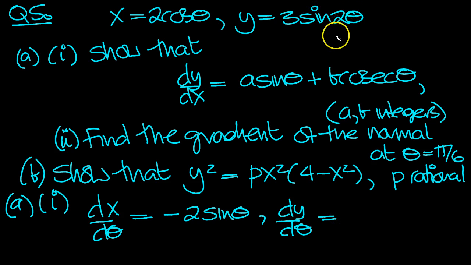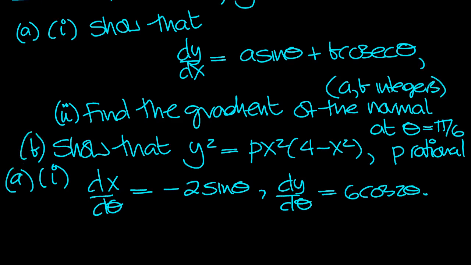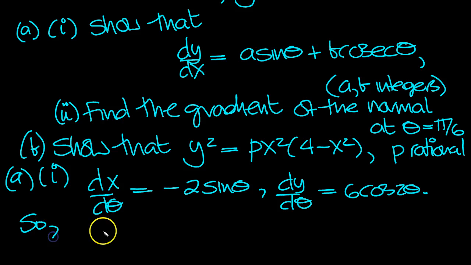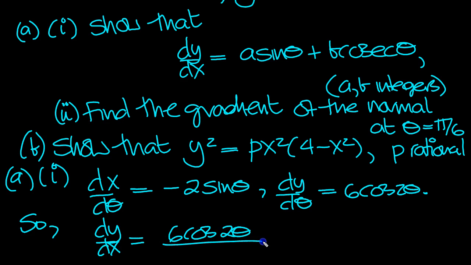Sine 2 theta goes to function of function. Sine goes to cos, so it's cosine 2 theta multiplied by the something differentiated, which is 2. 2 3s are 6. So we've got that. So dy dx then is equal to 6 cosine 2 theta divided by minus 2 sine theta. And the 2 goes into 6, there's a minus on top then. 2 into 6 3 times.